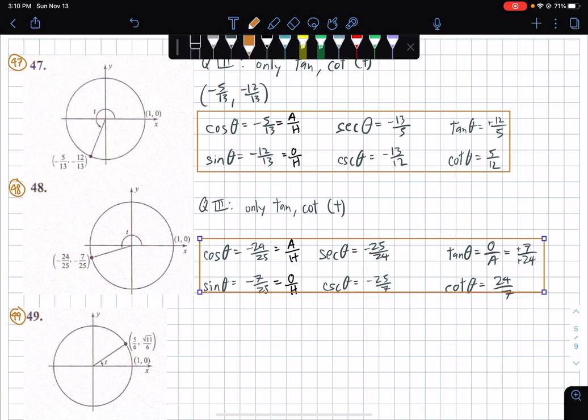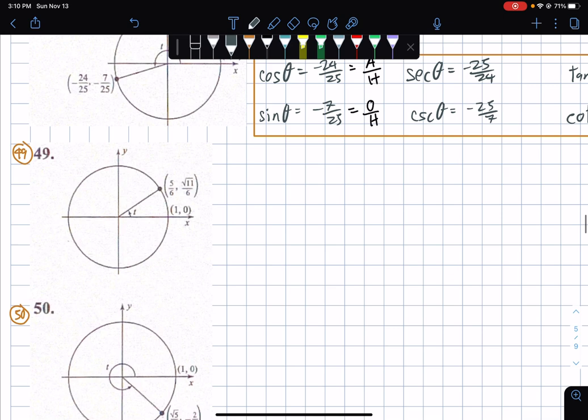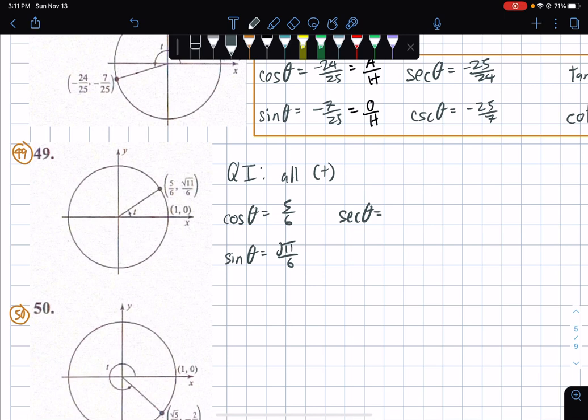Let's move to number 49. This time it's quadrant 1. All are positive. So cosine theta is equal to 5 over 6. Sine theta is equal to square root of 11 over 6. Secant theta is equal to 6 over 5. Cosecant theta is equal to 6 over square root of 11.